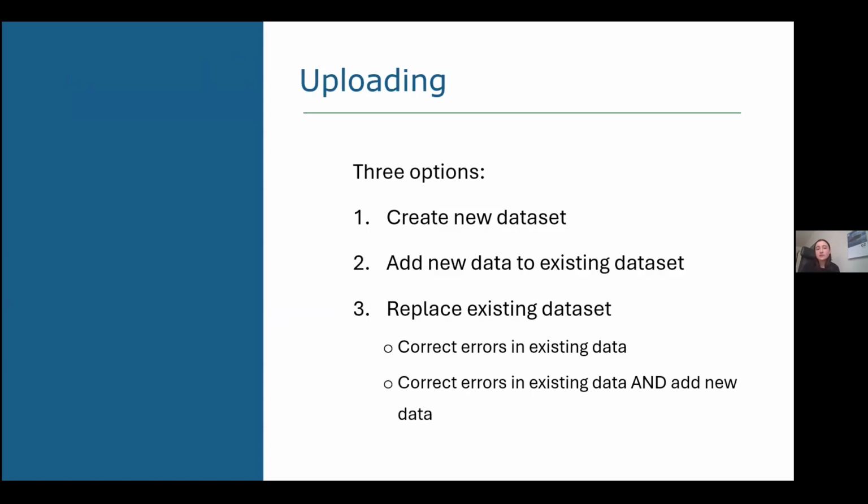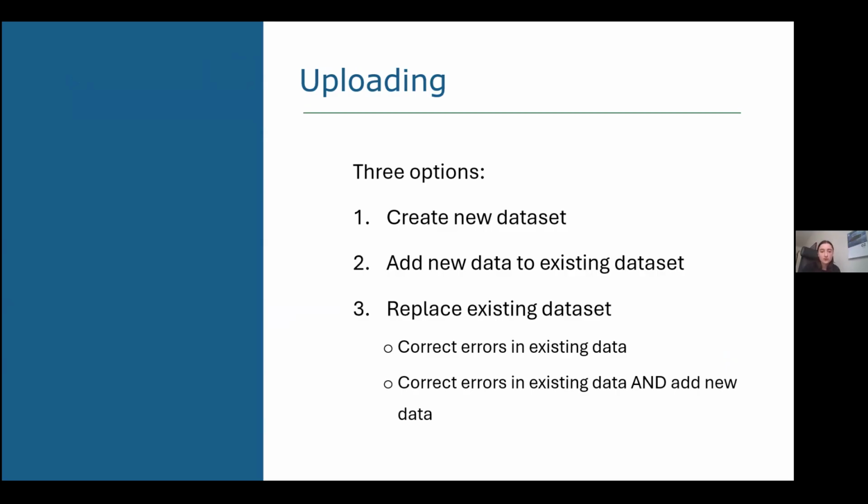So when you're uploading data, there are essentially three options. I kind of mentioned this at the beginning, but you can either create a new data set or you can add data to an existing data set. So like every year, every sampling or every field season, maybe you're adding more data to your data set. There's a third option, which is to replace your data set with a new version.